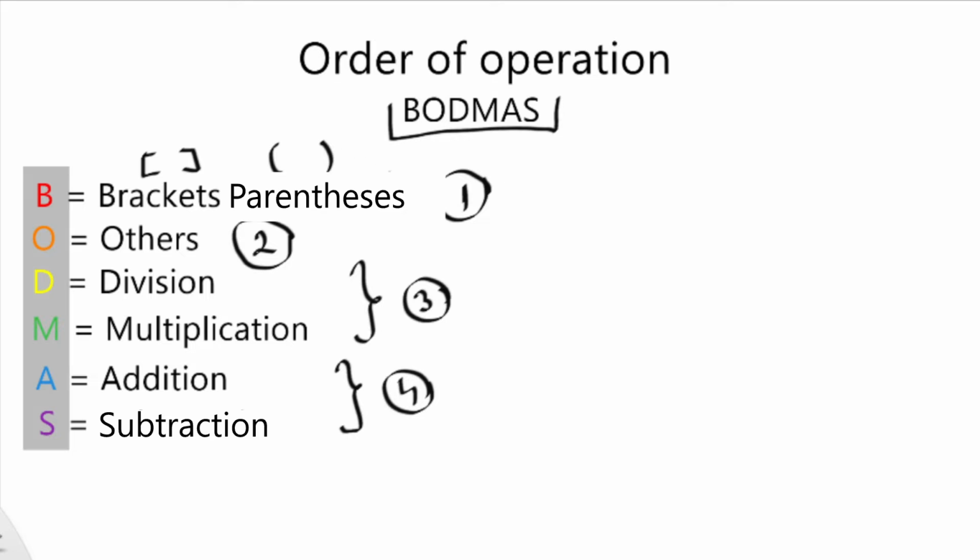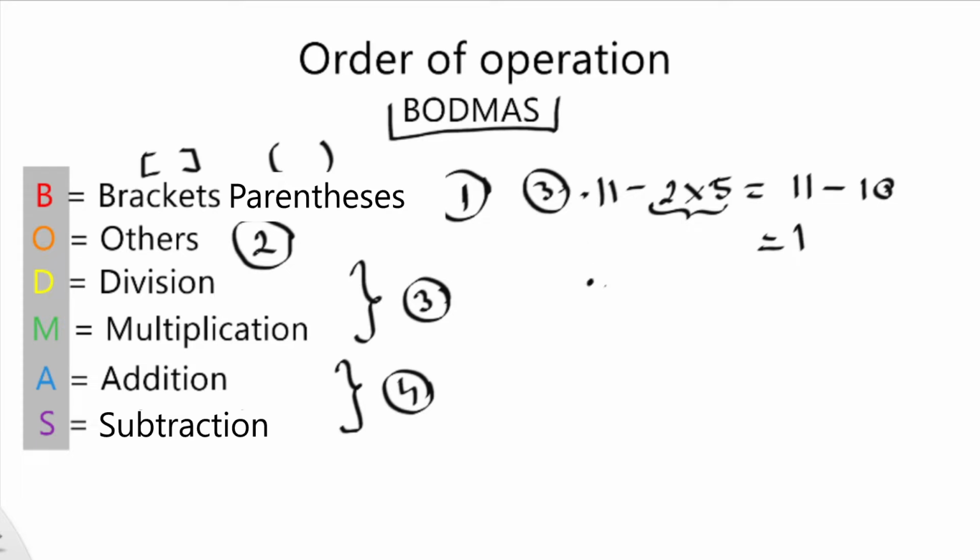Moving forward, let's talk about our third rule. And let's start with an example. Let's say we have 11 minus 2 times 5. Again, we are looking at the rules. Brackets, no. Others, no. Division or multiplication, yes. We have multiplication here. So this one is going to be like 11 minus 10, which gives us 1.